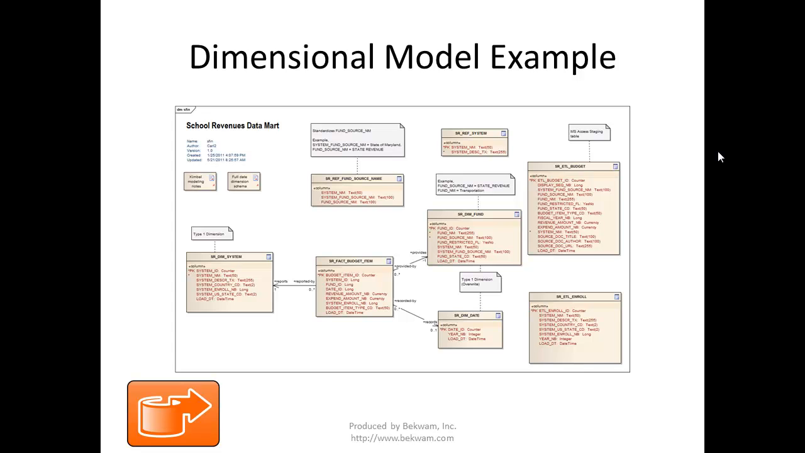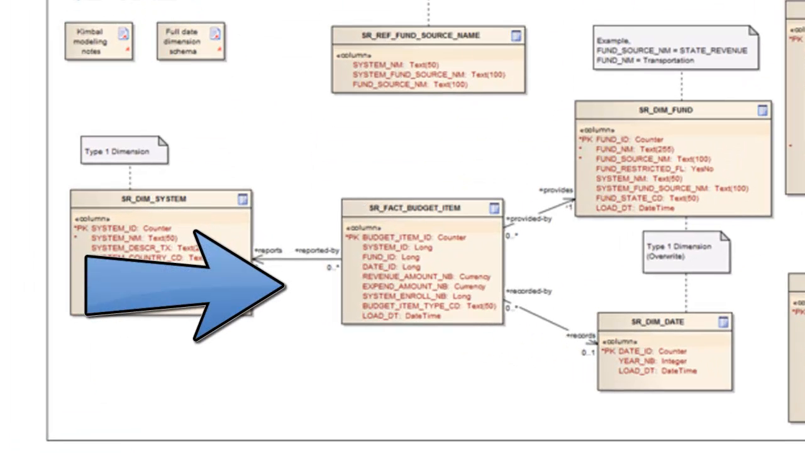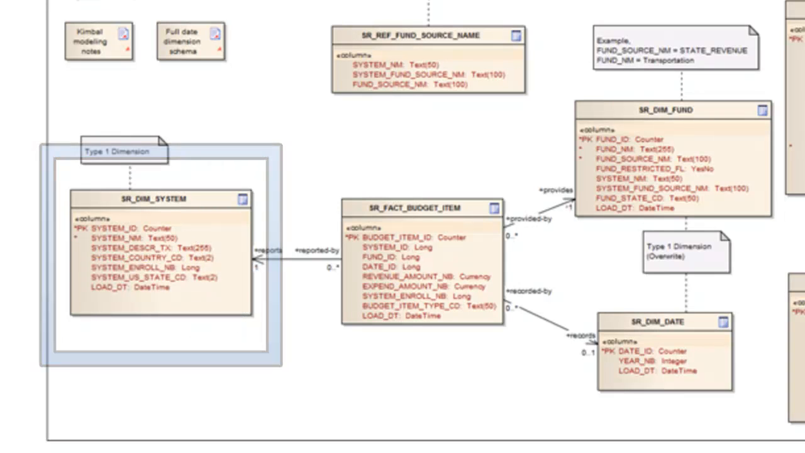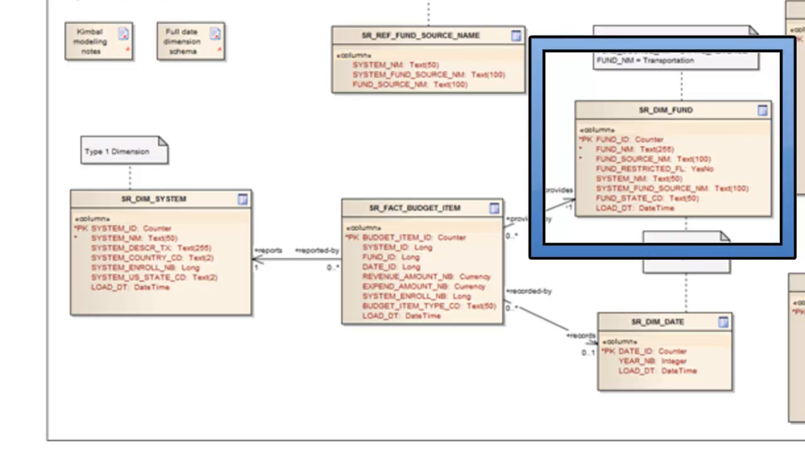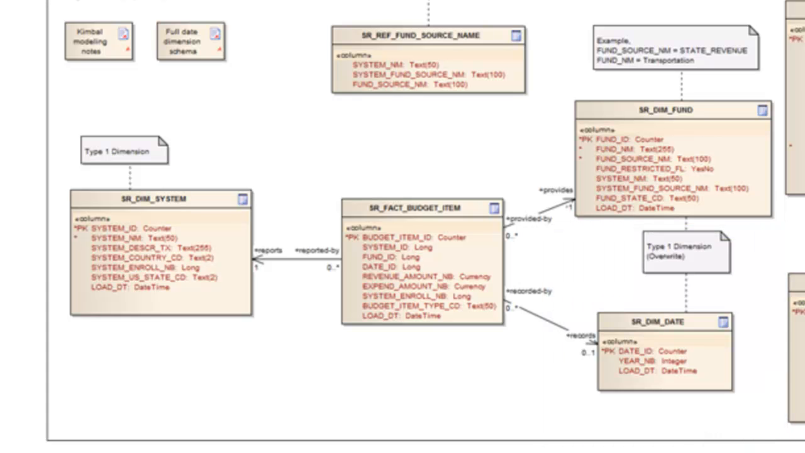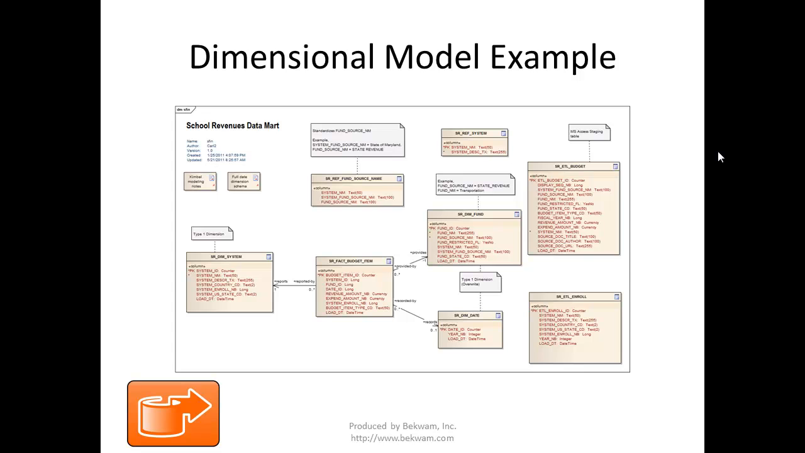In this dimensional modeling example, there is a fact that is a budget item which has an amount. You can see that in the center of the diagram. And there are three dimensions: a school system dimension called SRDIM system, a fund dimension called SRDIM fund, and the popular date dimension. You can run queries on all of these to produce the types of reports that you want, or if you have an OLAP environment or some other type of reporting or analysis package.